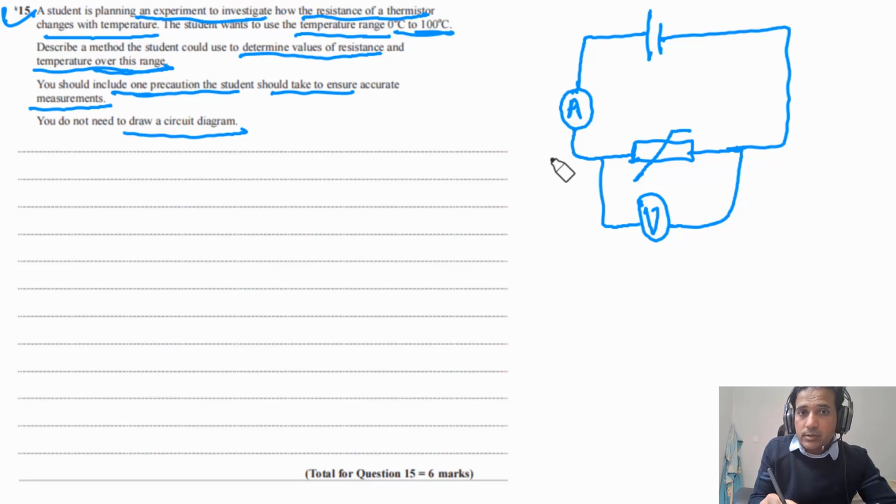We can also attach one safety resistor, so that is also possible. So safety resistor we can attach here, so current will not increase too high. So this is safety resistor. We can also attach small resistor here. So let's say resistance of this one is R.